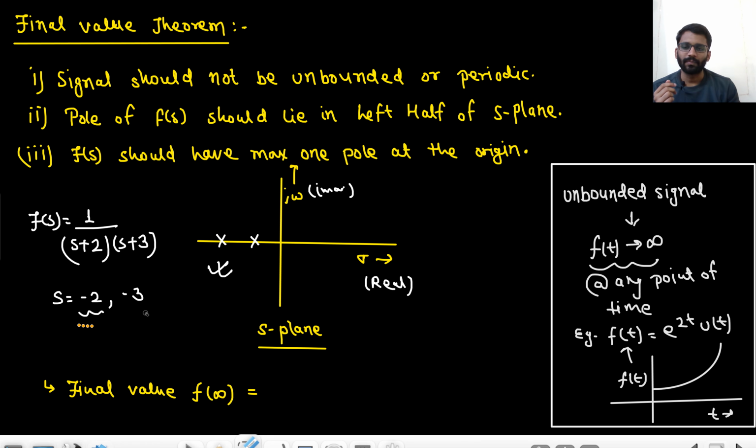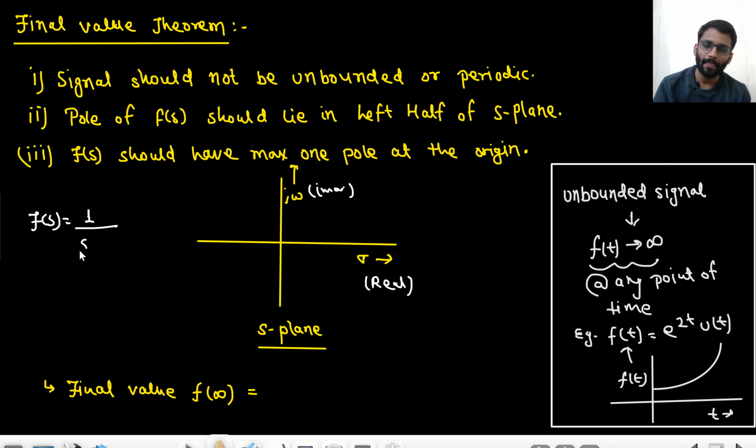Now let's assume my function was something like this. My F(s) was s plus 2 into s minus 3. So where will my poles be? One pole will be at -2, one pole will be at 3. So -2 will be somewhere here, and 3 will be somewhere here. That's how we show a pole, by a cross sign.